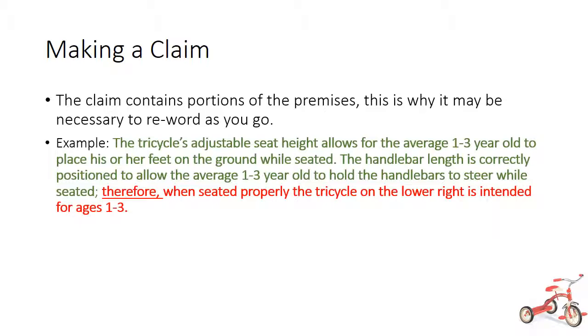you can see green, assuming you can, prior to the semicolon. And those are our premises. After the semicolon, where we start "therefore," and it's in red, that's our claim. Try to look at the statements and match up which parts actually repeat themselves. Can you see it? Let's look. We've got "1 to 3-year-old" right there, and then we've got "while seated" or "when seated properly" actually repeated several times.